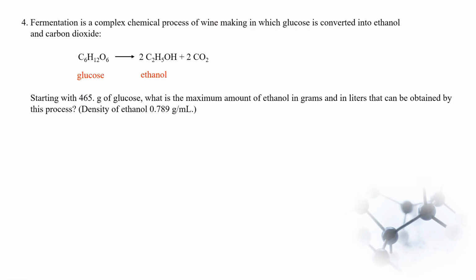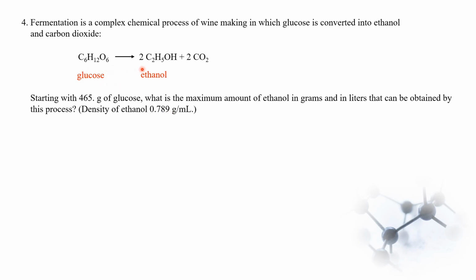Fourth question. Fermentation is a complex chemical process of wine making in which glucose is converted into ethanol and carbon dioxide. So this is glucose, fermented into 2 moles of ethanol plus 2 moles of carbon dioxide. Now starting with 465 grams of glucose, what is the maximum amount of ethanol produced in grams and in liters? There should be 2 answers. Density of ethanol is given: 0.789 grams per milliliter.